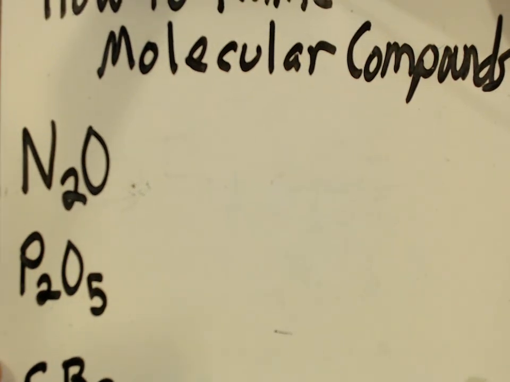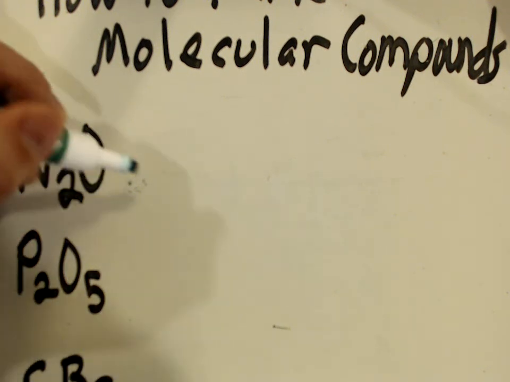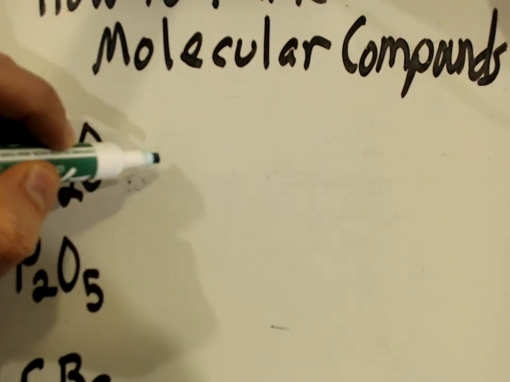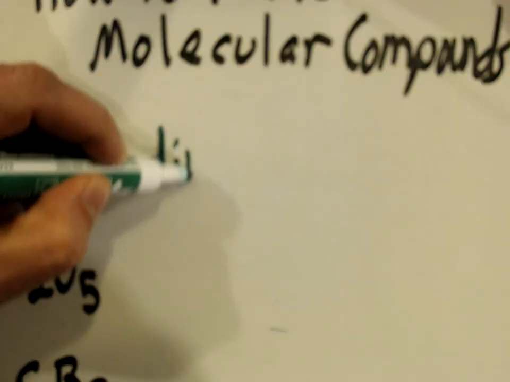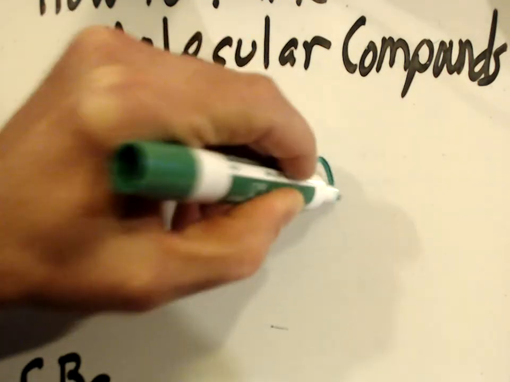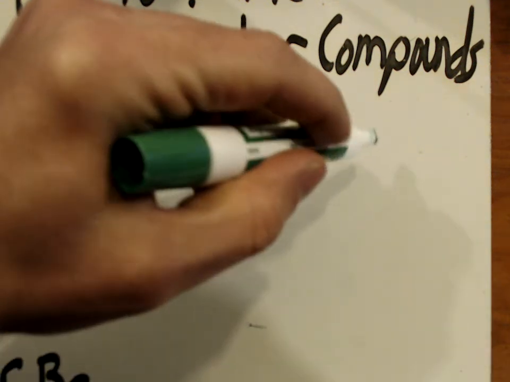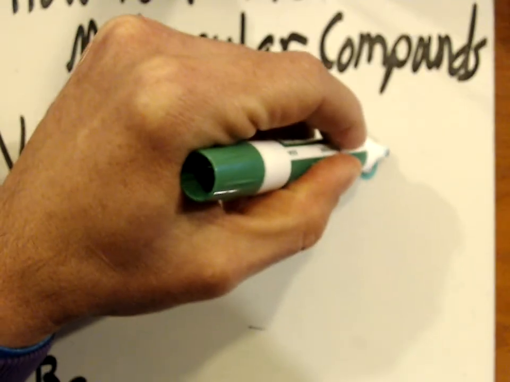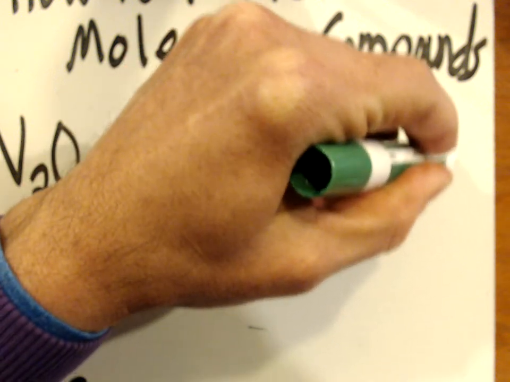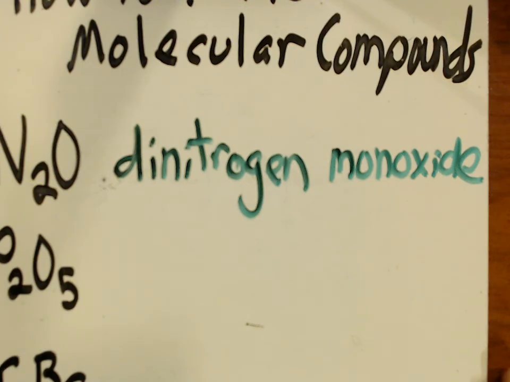So here we go. So here's a nice formula, N2O. This compound is made of 2 nitrogen atoms and 1 oxygen atom. So because there's 2 nitrogens, we'll put the prefix for 2 in front of nitrogen, and we'll come up with dinitrogen. And there's 1 oxygen, so we'll put the prefix for 1 in front of oxygen, and we'll get monoxide. So this compound is called dinitrogen monoxide.